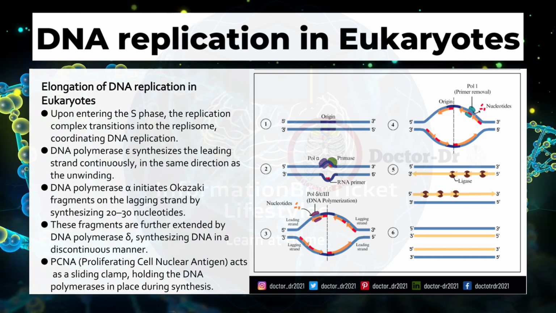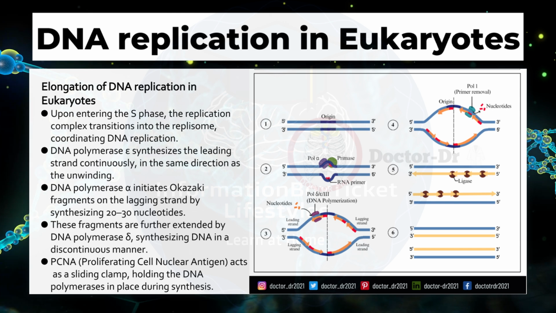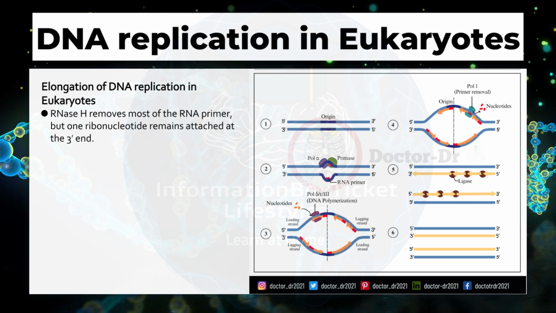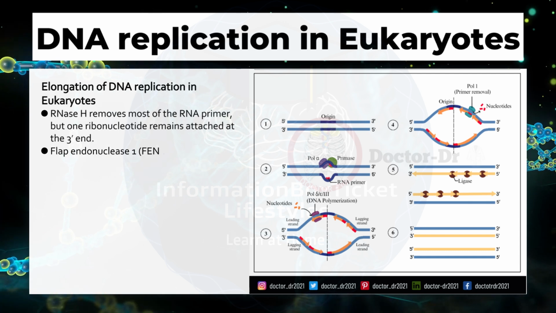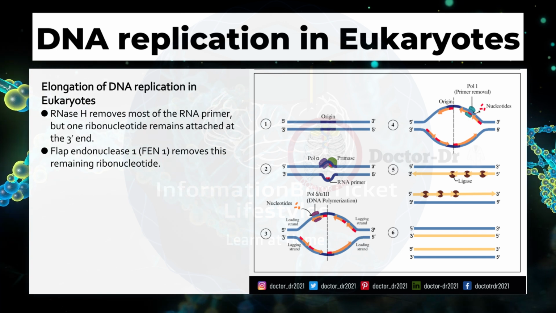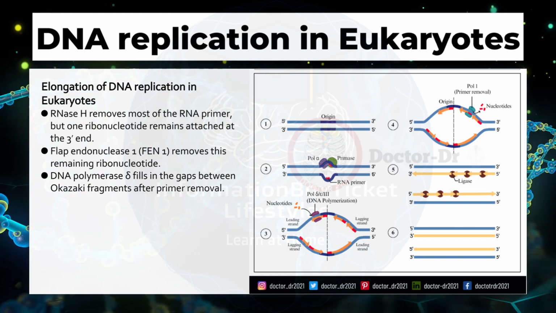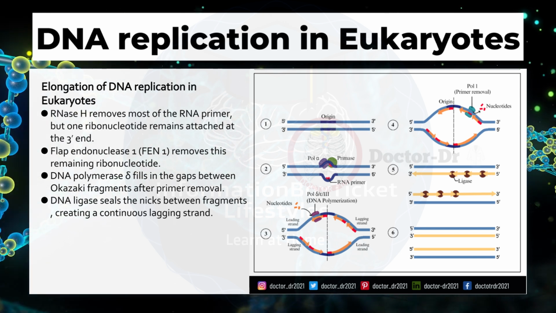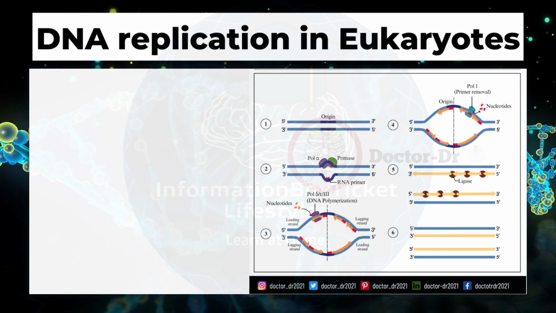PCNA, proliferating cell nuclear antigen, acts as a sliding clamp, holding the DNA polymerases in place during synthesis. RNase H removes most of the RNA primer, but one ribonucleotide remains attached at the 3' end. FLAP endonuclease 1, FEN1, removes this remaining ribonucleotide. DNA polymerase delta fills in the gaps between Okazaki fragments after primer removal. DNA ligase seals the nicks between fragments, creating a continuous lagging strand.